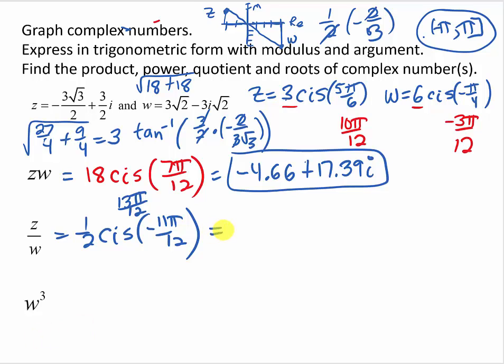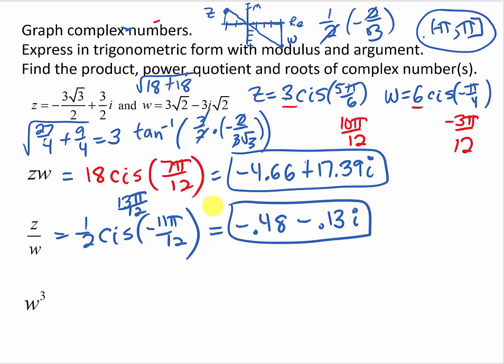Now I need to get the calculator and I need to work this out. So 1/2 cosine of negative 11 pi twelfths is negative 0.48. And then 1/2 sine of negative 11 pi twelfths is negative 0.13, and I need to put the i on that term. So there is my quotient, Z divided by W.